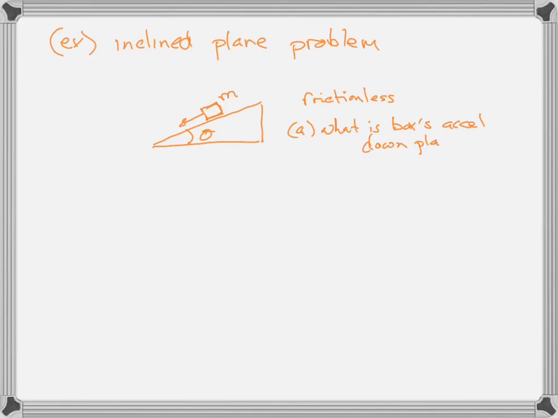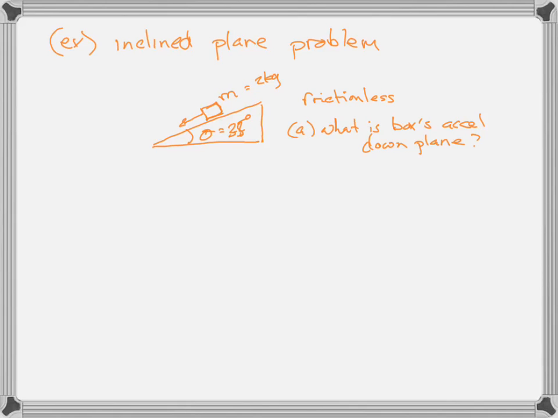Let's say that we're a cereal company and this is a box of Cheerios. The box of Cheerios is sliding down this plane, and we could give it numbers if we wanted. Let's say that the mass is 2 kilograms and theta is 22 degrees. No, they're all 2's. Let's make it 35 degrees. And ask, what is the box's acceleration down the plane?